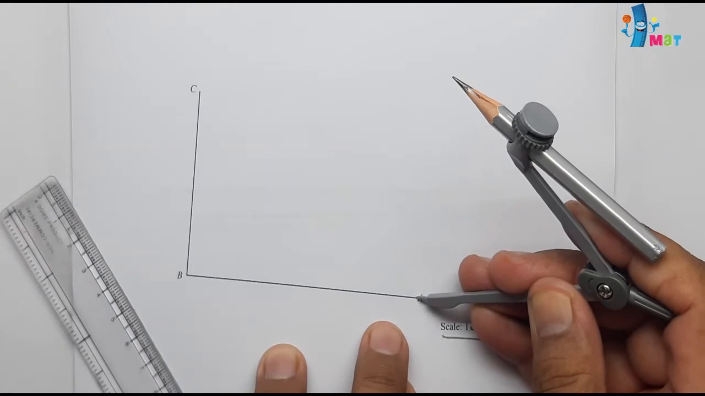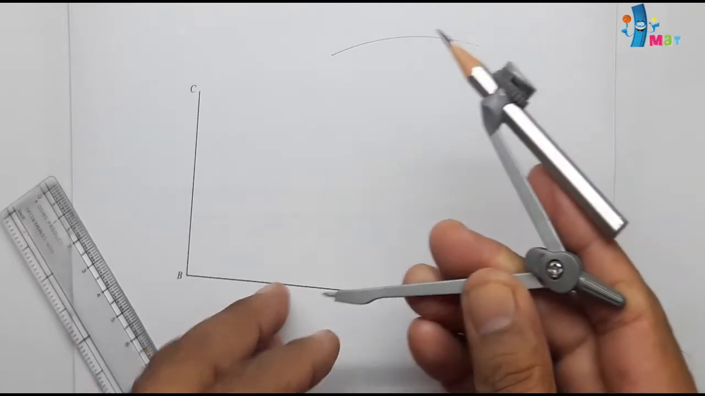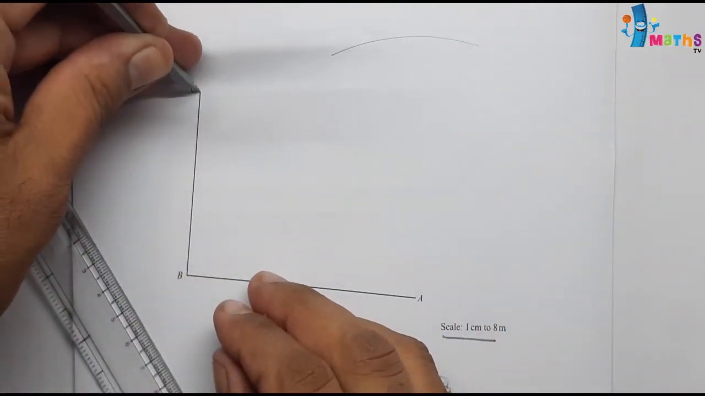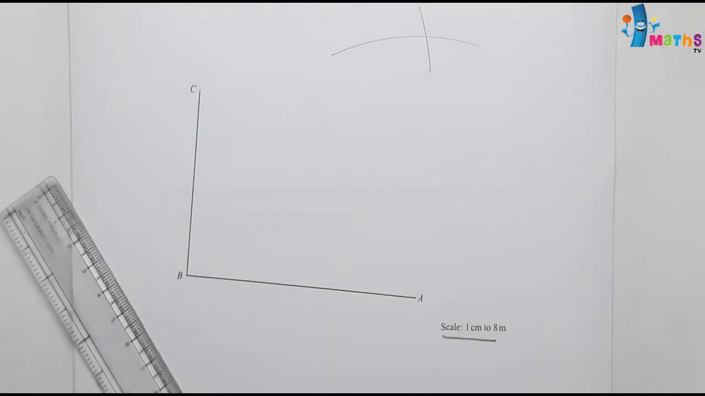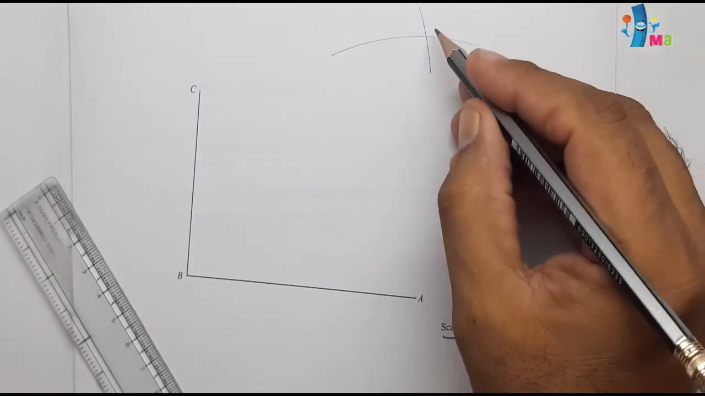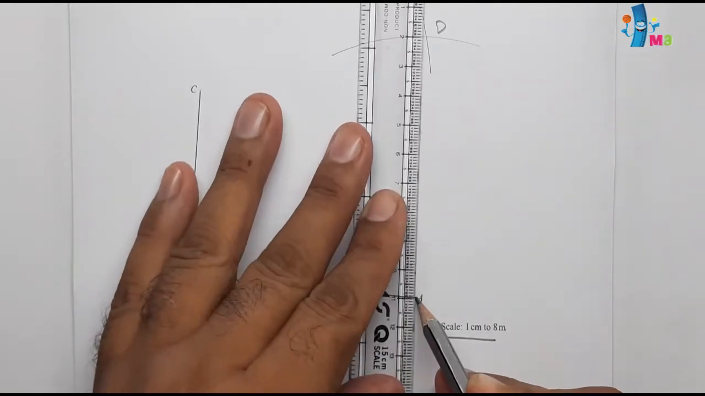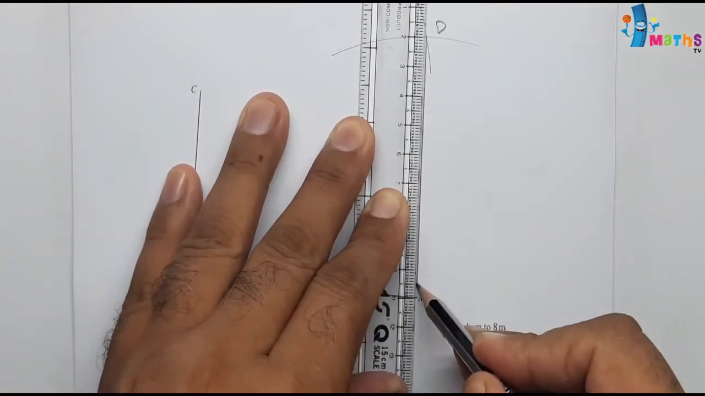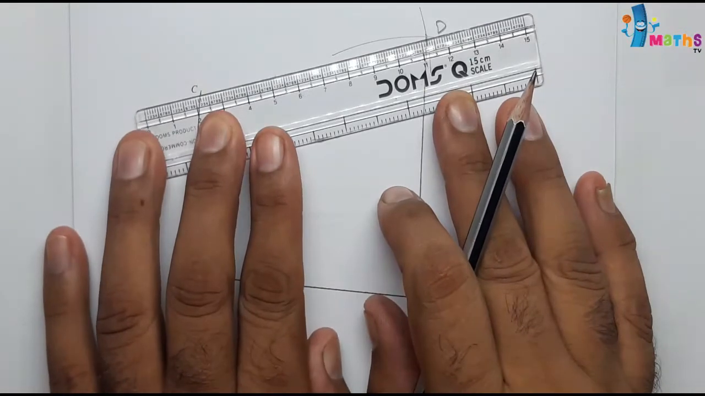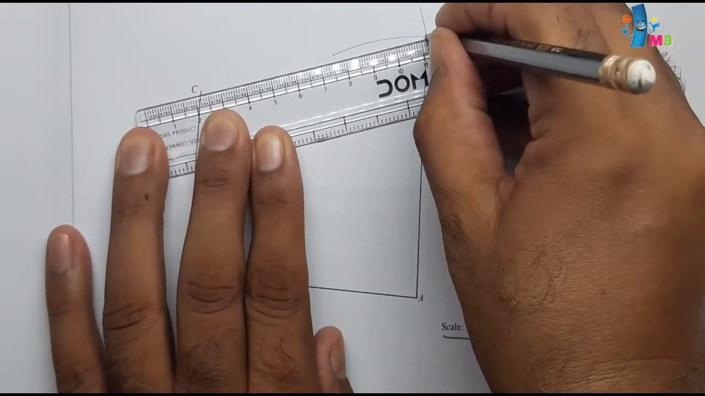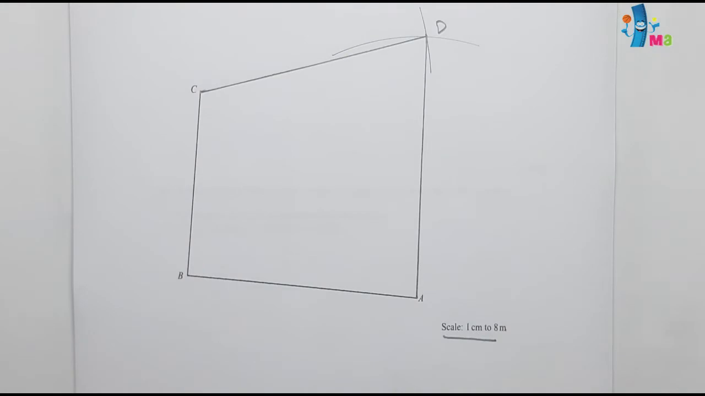We'll place it on A and make an arc, and then we'll put it on C and draw another arc, and we will get this point, and this point is D. So we can mark this point as D, and we'll join A with D like this, and also we have to join D with C. This will complete the drawing.